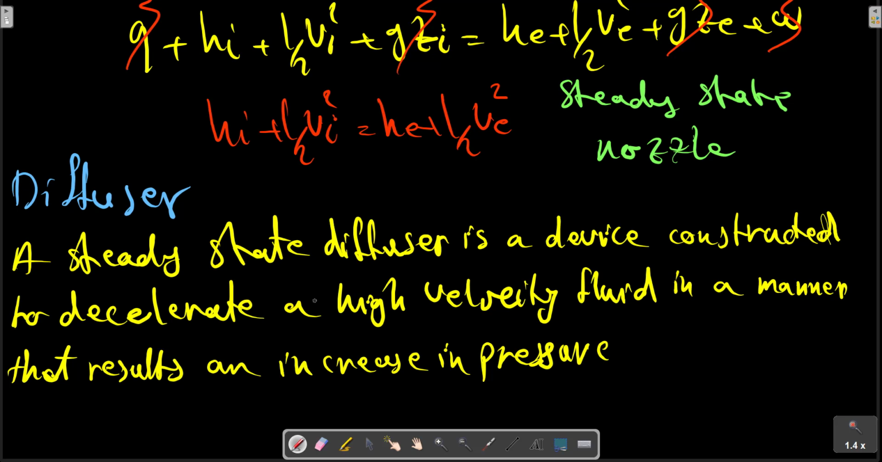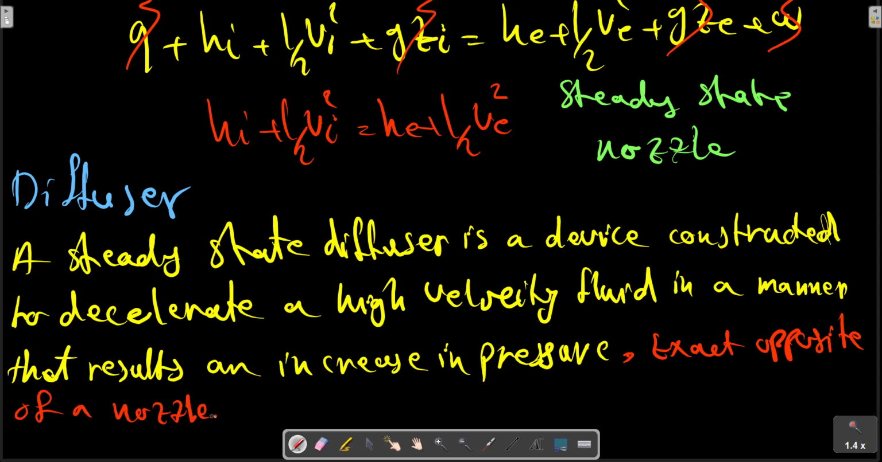In essence, it is the exact opposite of a nozzle, and it may be thought of as a fluid flowing in the opposite direction through a nozzle with the opposite effects. The assumptions are similar to those for a nozzle, and we can also use this relation for a steady state diffuser.